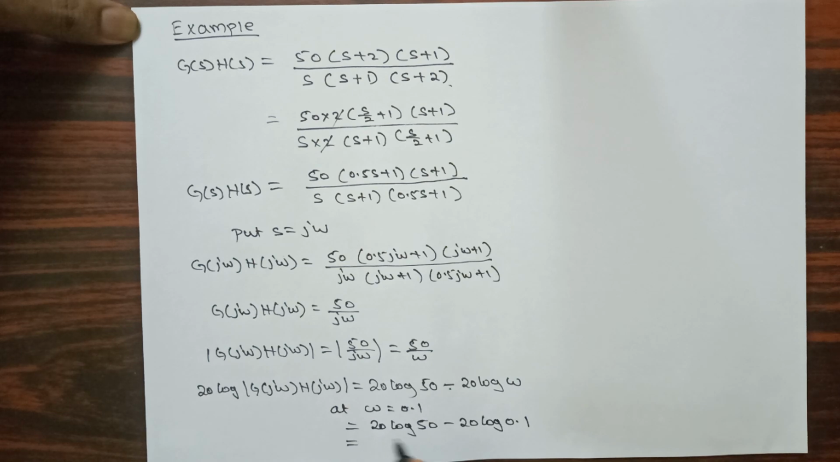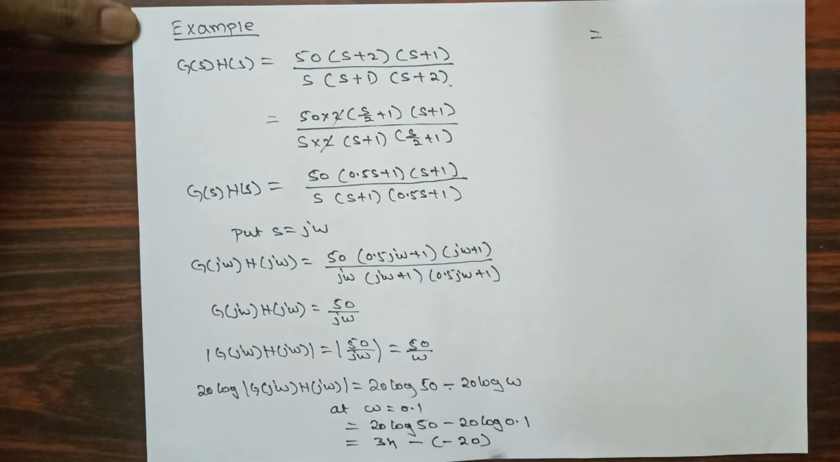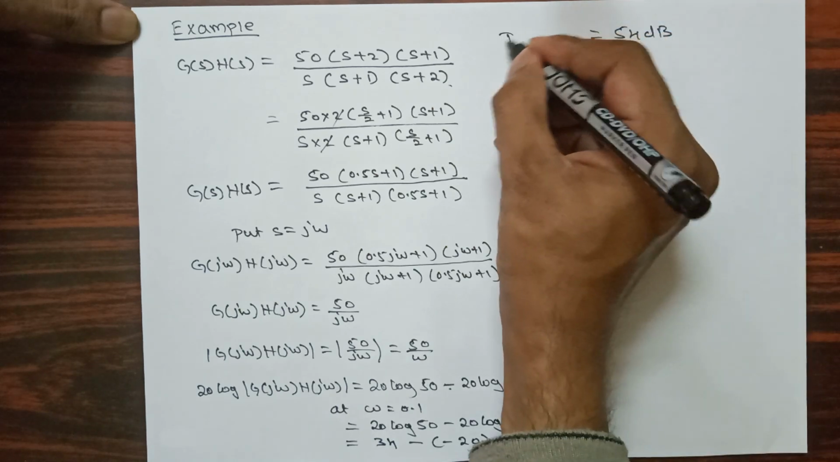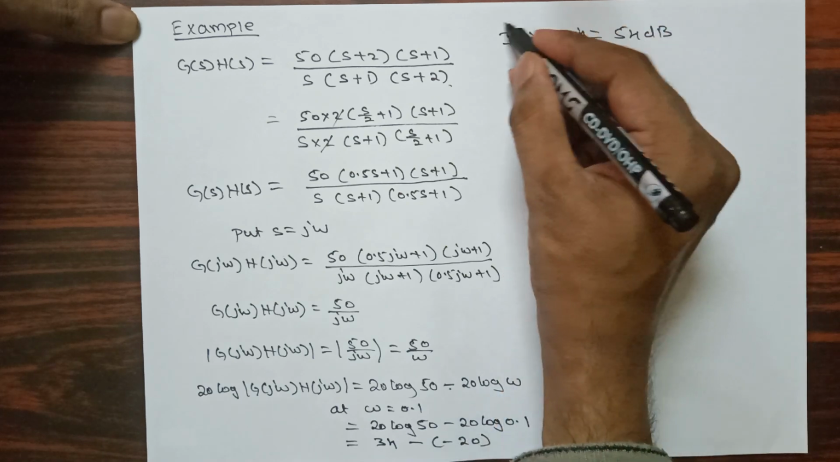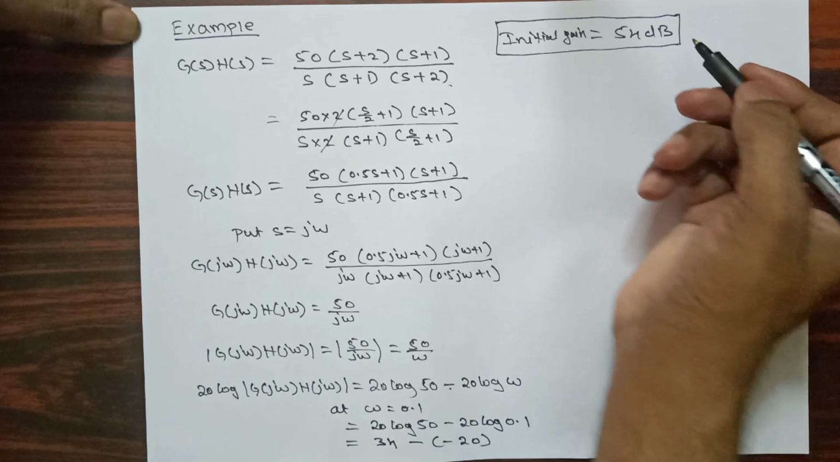At omega equal to 0.1, I am going to get here 20 log 50 minus 20 log 0.1. So 20 log 50 value is 34, minus 20 log 0.1 value, which is minus 20. So by adding these two, 34 minus into minus plus 20, I am getting 54 dB, the initial gain. So in this way we calculate initial gain in Bode plot.